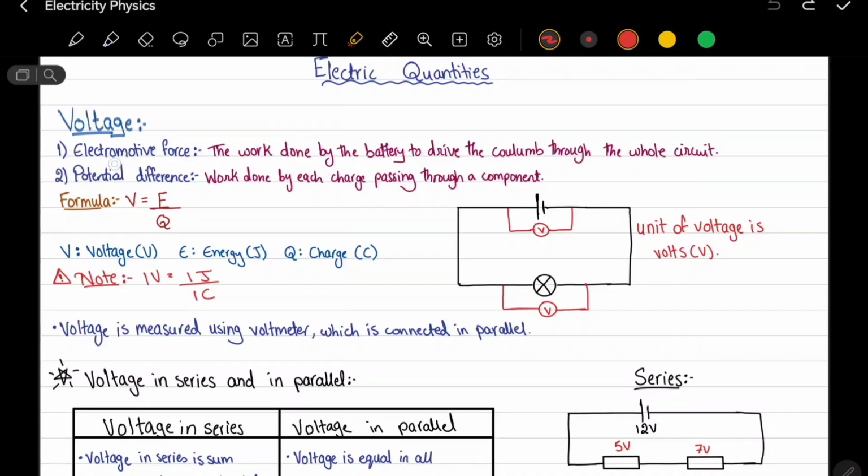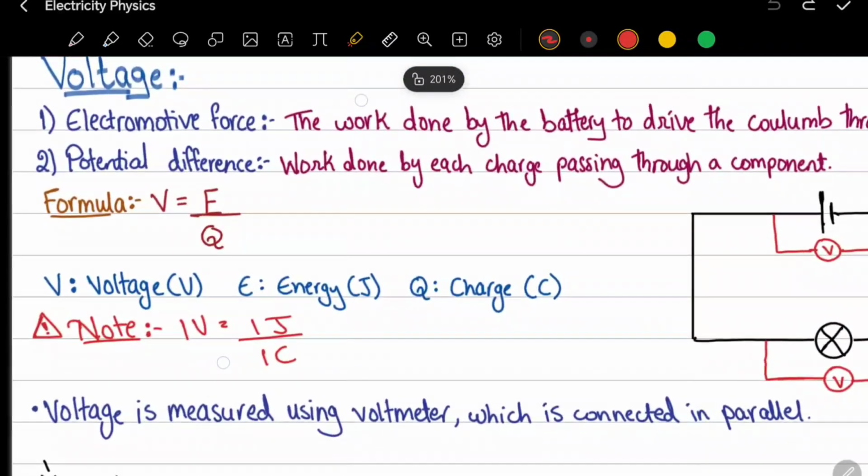So the electromotive force is the work done by the battery to drive the coulomb through the whole circuit. And the potential difference is the work done by each charge passing through a component. The formula that you need to know for the voltage is V equals E over Q. V stands for voltage, and voltage is measured in volts, represented by the letter V. E represents energy, measured in joules, represented by J. And Q is charge, measured in coulombs, represented by C.